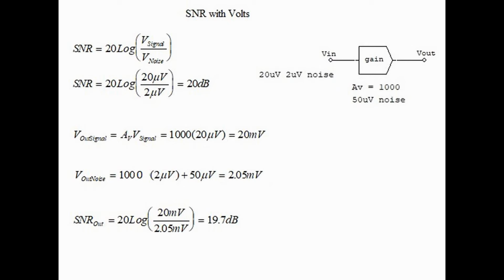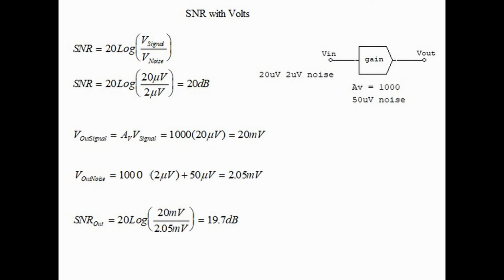All electronic circuits will introduce noise. In this case, the amplifier has a gain of 1000, but it will also introduce 50 microvolts of noise. Let's find the voltage output by saying it's 1000 times 2 microvolts plus 50 microvolts of noise for 2.05 millivolts.